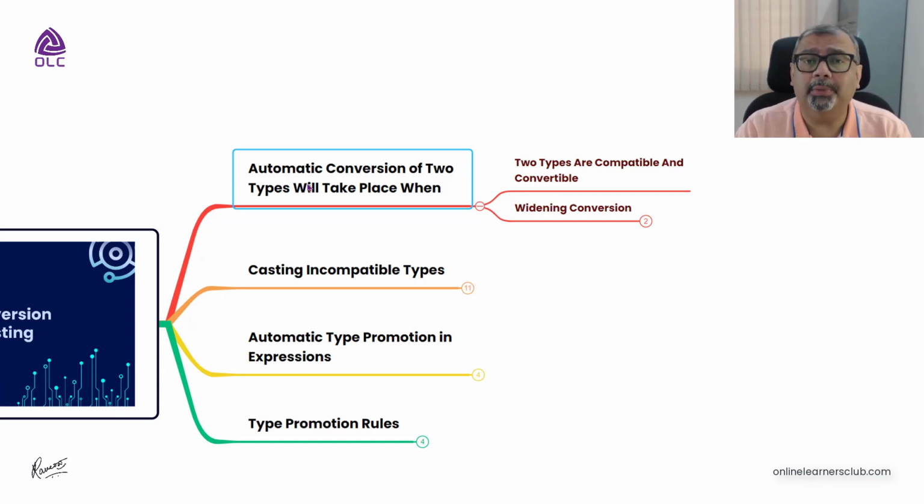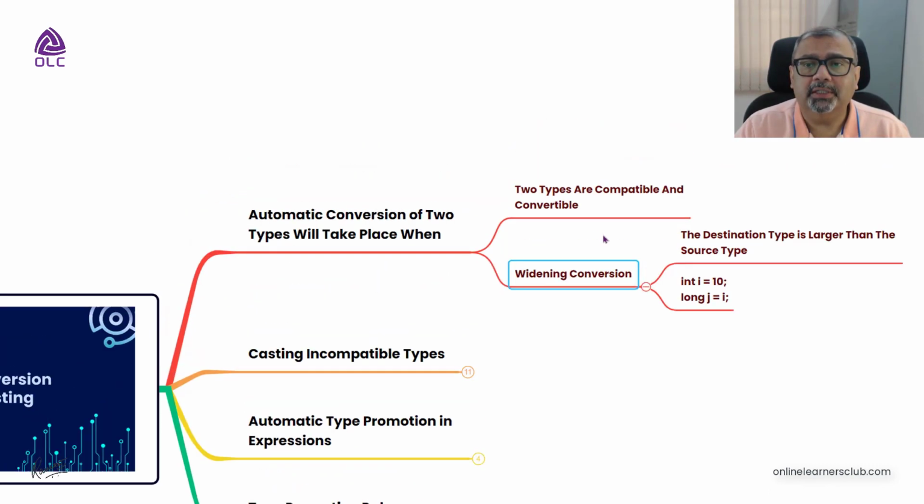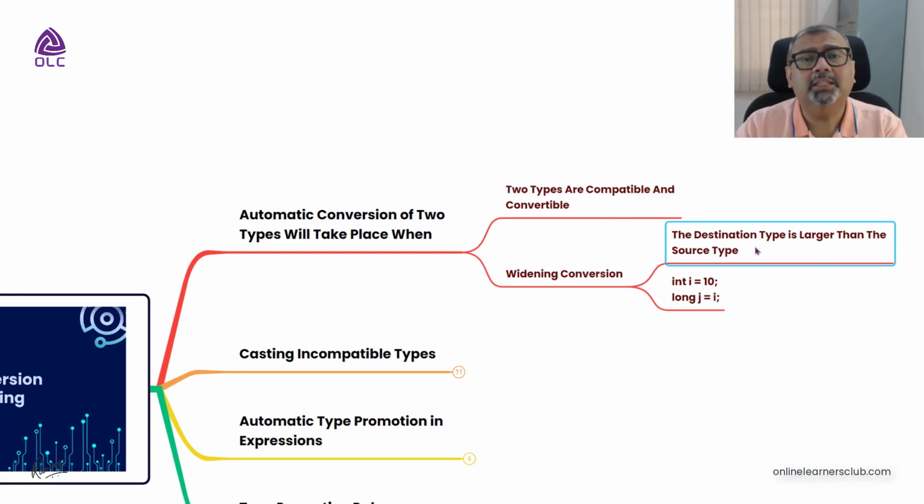This is the place where automatic conversion will happen, and we have another concept called widening conversion in this situation. Let us look at a destination type which is larger than the source type. It's very simple. Let's take an example of int i = 10 and long j = i. Long is the destination here and it is larger than int because the range of long is much wider. So it's like a larger cup holding the contents of a smaller cup, as simple as that. All right, so it's very much possible.